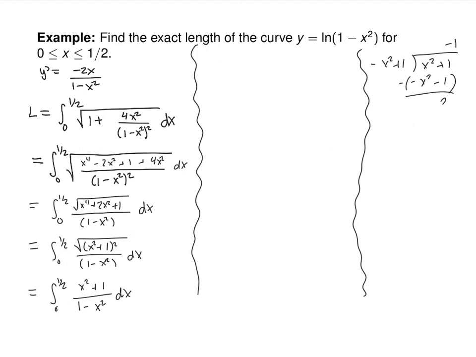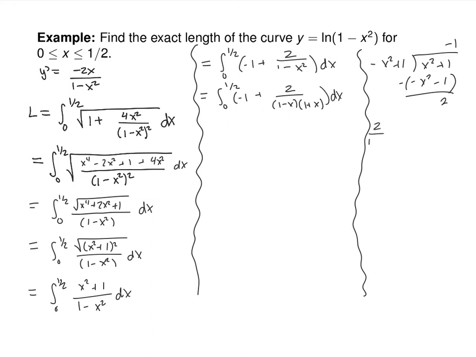Take it away and you get a remainder of 2. So that tells us that thus far we have an integral from 0 to a half of negative 1 plus 2 over 1 minus x squared. And even though you can integrate that first term, you have to worry about the second term now. That's the same thing as 2 over 1 minus x times 1 plus x, and you must do partial fraction decomposition on that.